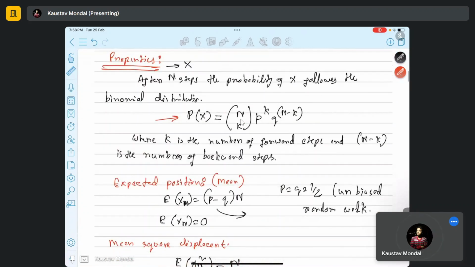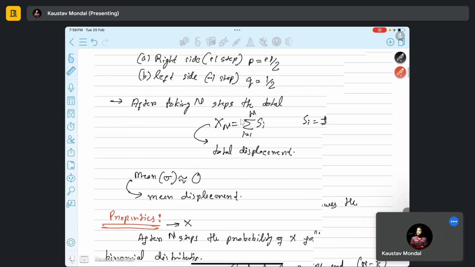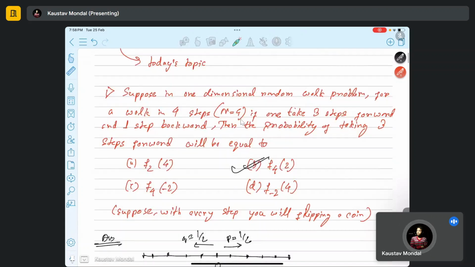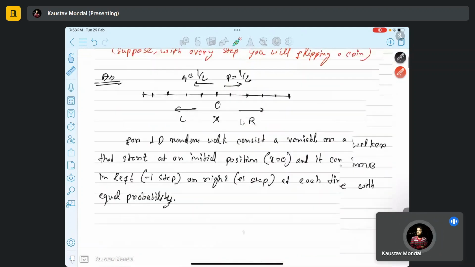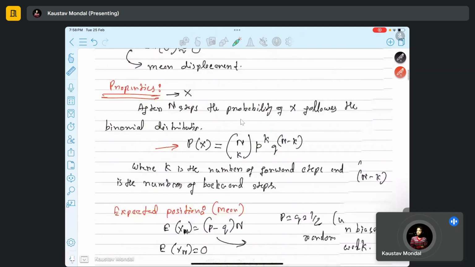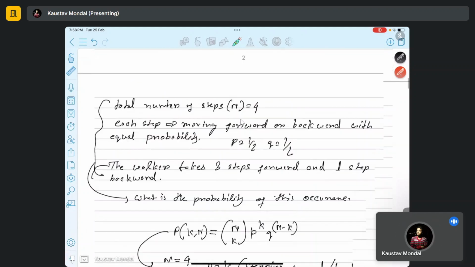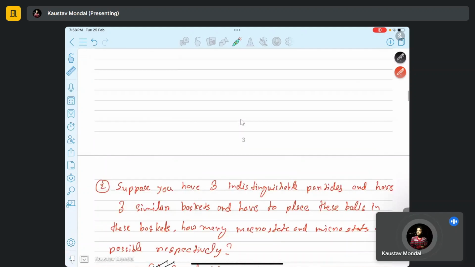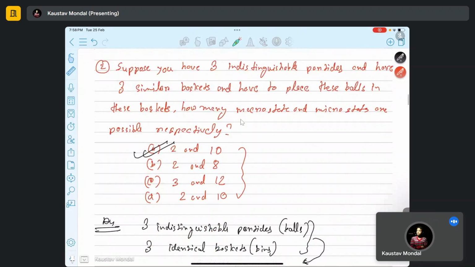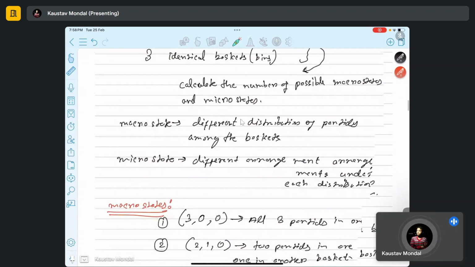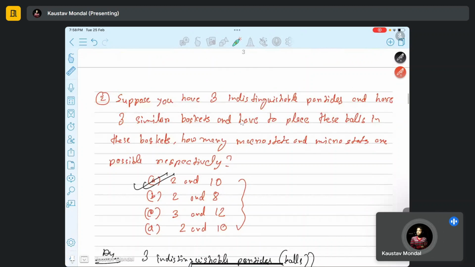So initially in this session we discussed the problem of random walk, just the 1D random walk. We covered the distribution governed by the 1D random walk, how to calculate the mean square displacement and the total displacement, all the properties of the 1D random walk. Next we covered concepts of microstate and macrostate in terms of balls distributed in 3 similar baskets, and from there we calculated microstates and macrostates.